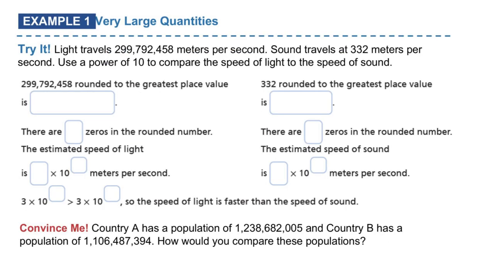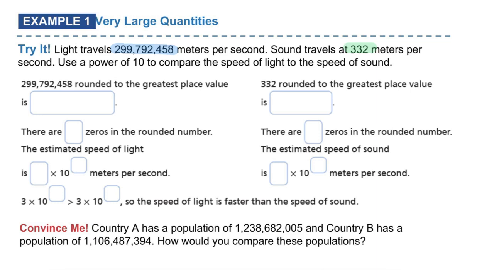All right, this is the try it at the bottom of page 54. So let's go ahead and think through it first. Light travels at this really big number of meters per second. Sound travels at 332 meters per second. Let me actually change that color. There we go. We're going to use a power of 10 to compare the speed of light to the speed of sound.